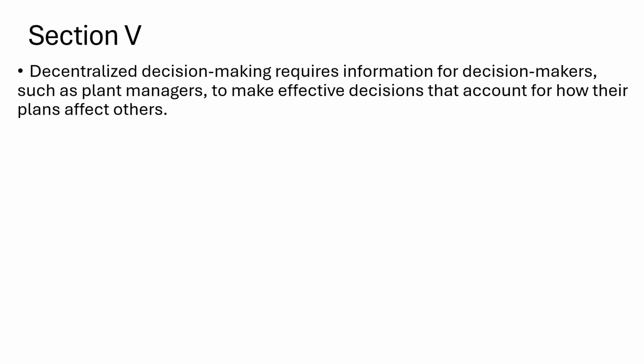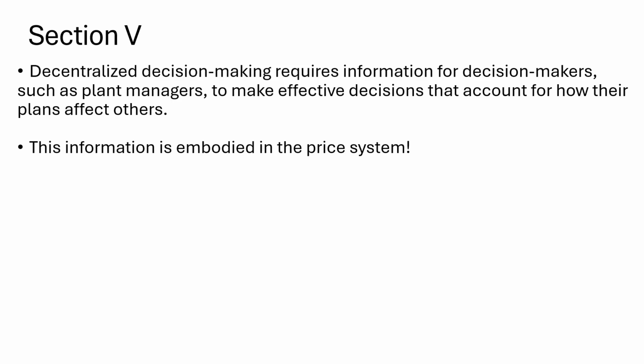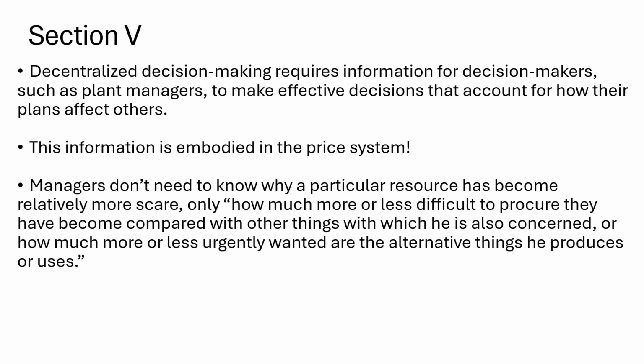Decentralized decision-making requires information for decision makers such as plant managers to make effective decisions that account for how their plans affect others. This information is embodied in the price system. Managers don't need to know why a particular resource has become relatively more scarce, only how much more or less difficult to procure they have become compared with other things with which he is also concerned, or how much more or less urgently wanted are the alternative things he produces or uses.